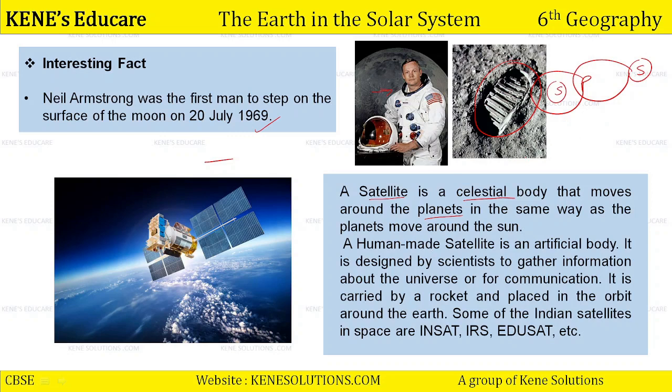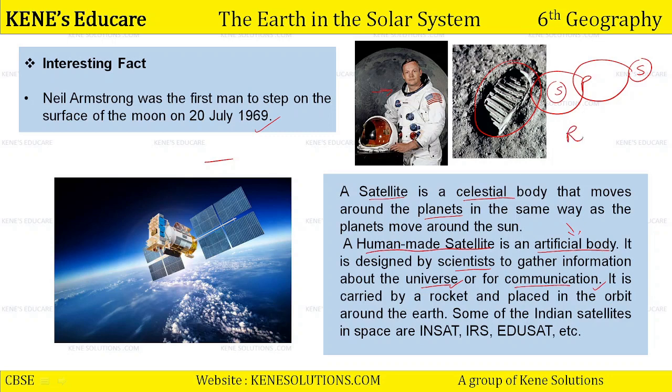Now, after reading about natural satellite, there are some human-made satellites also. A human-made satellite is an artificial body because human has made it. It has not come from the natural powers or naturally or from the universe. Human has made it and that is why it's an artificial body. So the human-made satellite is designed by scientists to gather information about the universe or for communication. We have made satellites to get to know about the universe, to have knowledge about the universe and for our communication purposes also.